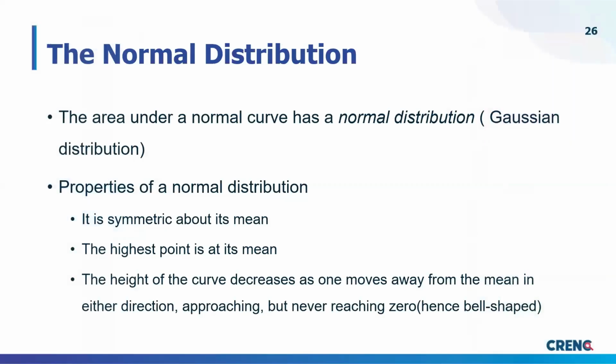So a normal distribution, also called the Gaussian distribution, is the type of distribution with specific properties, which state that it is symmetric about its mean, where the highest point is at the mean. And as we move away from the mean in either direction, the values are dropping, but they never reach zero. Hence, they give the normal distribution curve a bell shape.